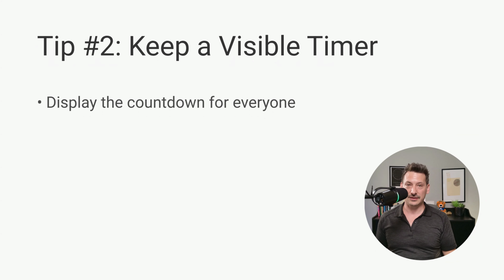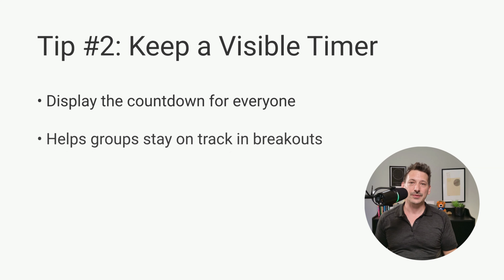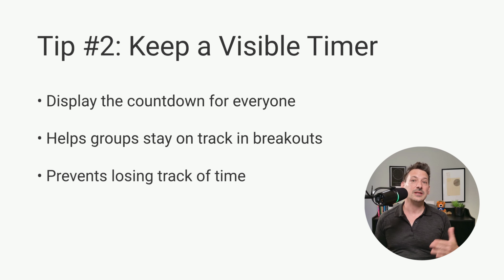Number 2, keep a timer, a visible timer throughout the activity. Oftentimes, especially in breakout rooms, especially if people are deep in conversation, they will lose track of time. So keep that timer visible, whether it's in a live classroom and you put it on an overhead projector, or it's in a virtual classroom and you share screen on a timer.